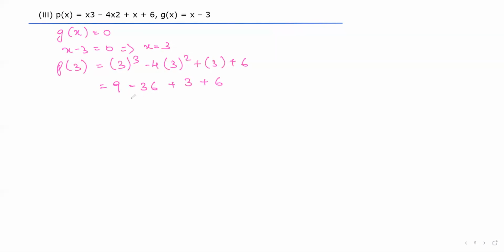Now, you had 3 cubed, it should be 27. Plus 3 is 30. 30 minus 36 is minus 6. Minus 6 plus 6 is 0. Therefore, g of x is a factor of p of x.